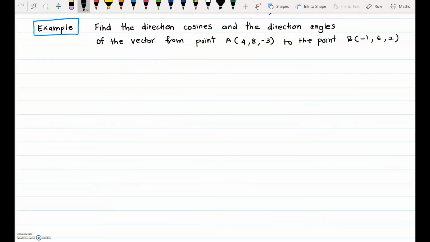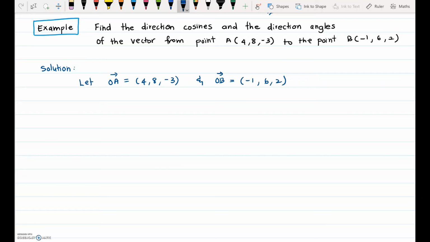Okay, let's continue with the second example. We have here: find the direction cosines and the direction angles of the vector from point A(4, 8, -3) to the point B(-1, 6, 2). Firstly, you need to consider the position vector for each point. Let OA be 4, 8 and negative 3, and OB be negative 1, 6 and 2.